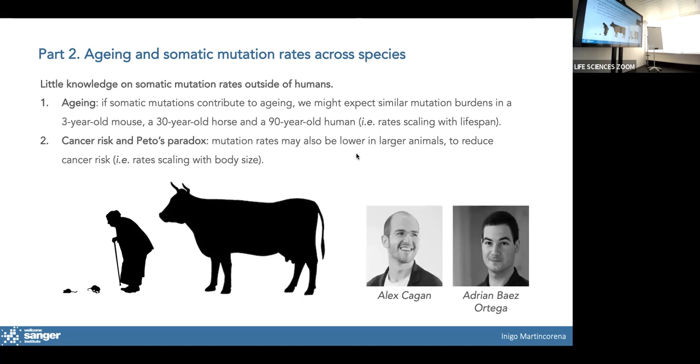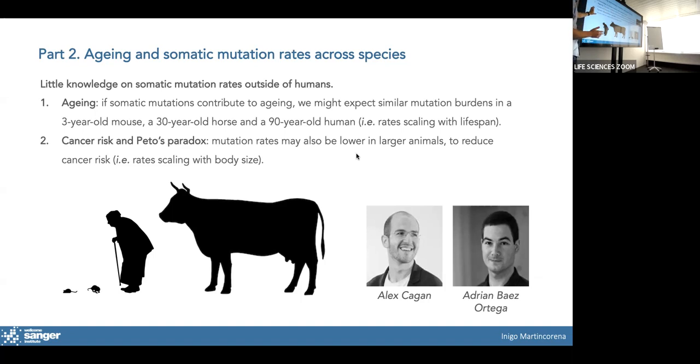We had two hypotheses when we did this study. The first one was related to aging and the second one to cancer. So the first one, aging. For decades, it has been speculated that mutations contribute to aging. If that is true, you might expect that species that have a very short lifespan, like a mouse, may mutate much faster than species that have a long lifespan, like humans. So that's a simple prediction. Do mutation rates scale with lifespan?